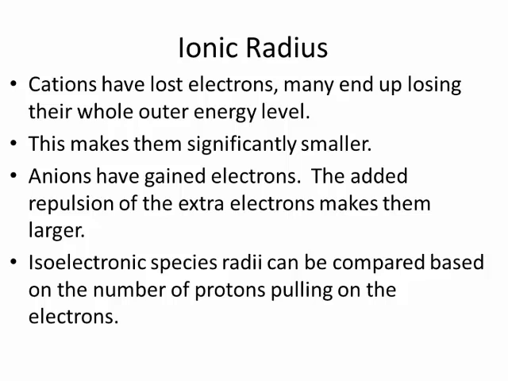Anions gain electrons. The added repulsion of the extra electrons makes them larger because they have more repulsion between the like negative charges, but their effective nuclear charge hasn't increased any, so it causes the whole electron cloud to expand, and they get bigger. When you look at isoelectronic species, or species that all have the same number of electrons, you can figure out their radii based on the number of protons pulling on the electrons. If they're isoelectronic, they all have the same number of electrons, so the one with more protons is going to be smaller because it's going to be pulling on the electrons harder.